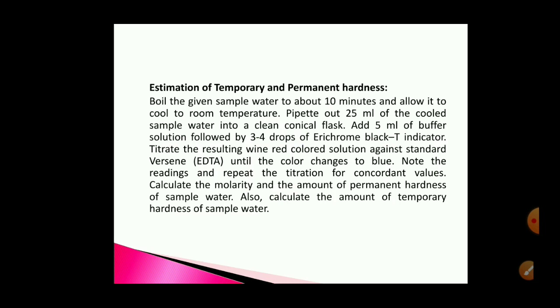So we will pipette out 25 ml of this cooled boiled water in a conical flask, and then we will add the buffer solution to maintain the pH at 10, followed by the addition of 3 to 4 drops of the indicator, which will give the wine red color. Then this wine red color solution will be titrated with EDTA solution till the color changes to blue, which is our endpoint color. And we will be using this titer value to calculate the permanent hardness of the sample.